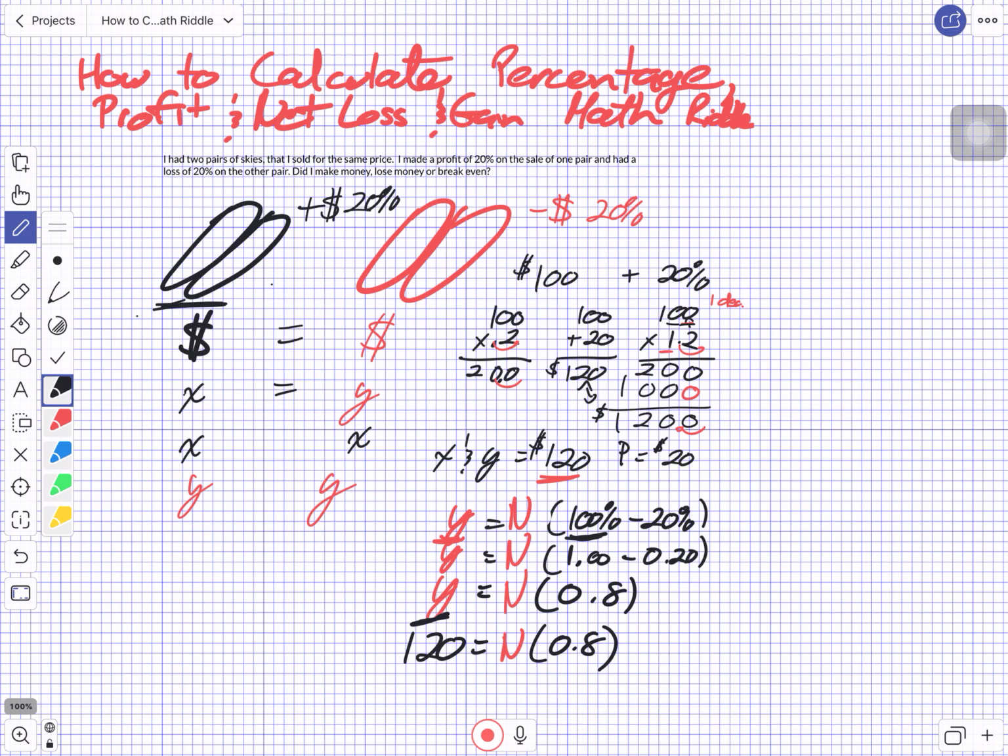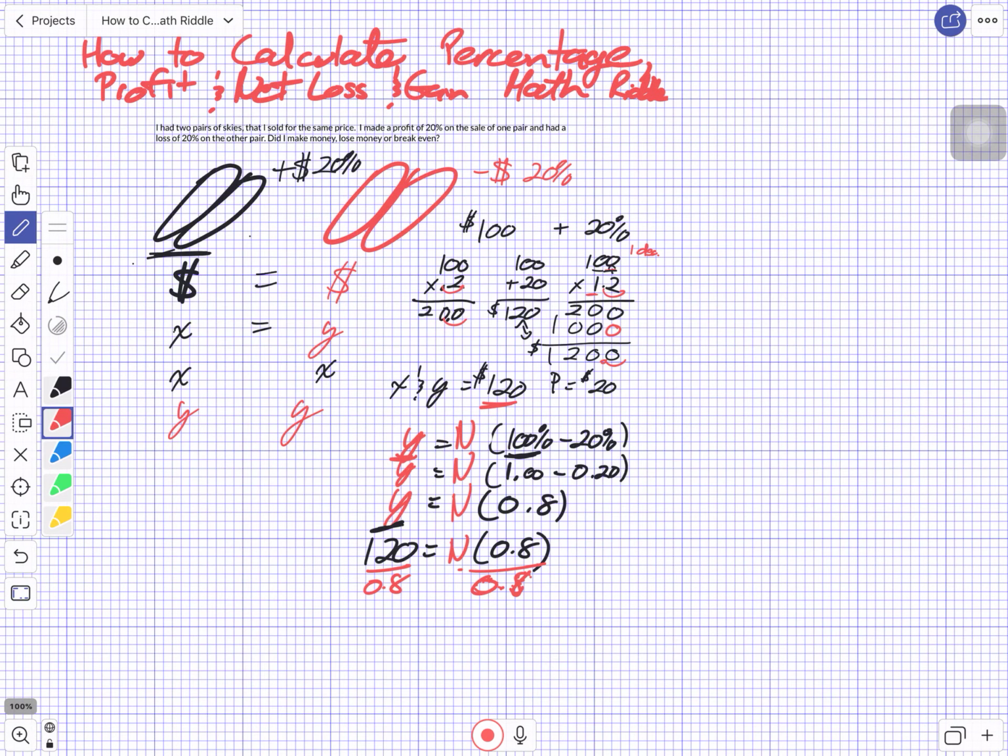So actually, in order to figure this out, pardon me, we can divide both sides by 0.8. What'll happen on this side is they sometimes call it canceling out. Essentially it creates a 1. 1 times n is still n. So this is the original price. And this is going to be really important for figuring out this original price. 120 divided by 0.8 is actually going to give us $150.